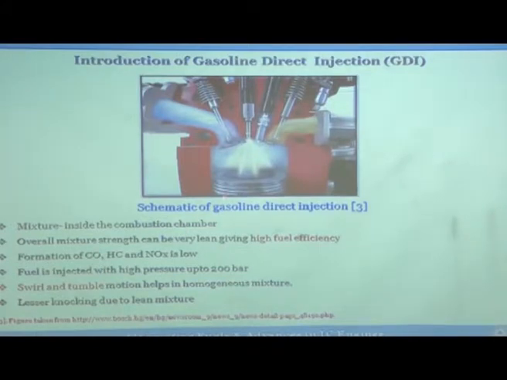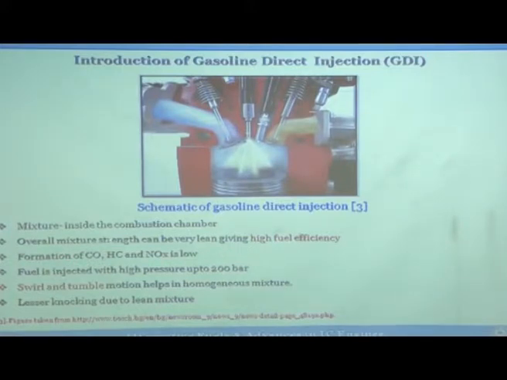You see, this is the schematic of GDI engine. So, here this is another configuration, another design; there are several designs. One is where I showed you the piston is very different. This is a flat top piston, fuel is injected directly just like a diesel engine from the top, and there is a spark plug here. So, the mixture is formed inside the combustion chamber. Overall mixture strength can be very lean, giving it high fuel efficiency. Formation of HC, CO and NOx is low.